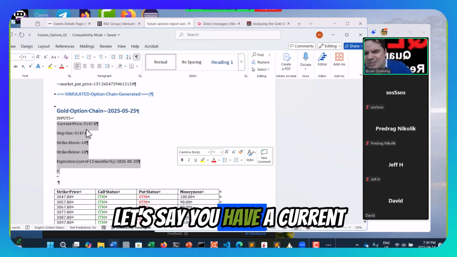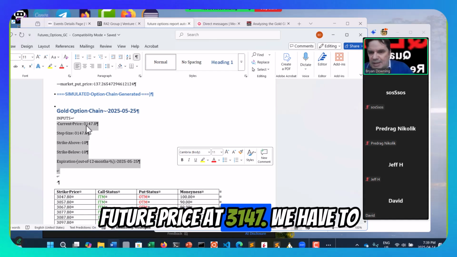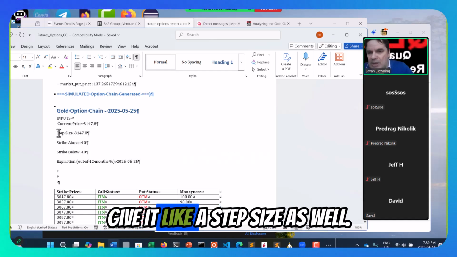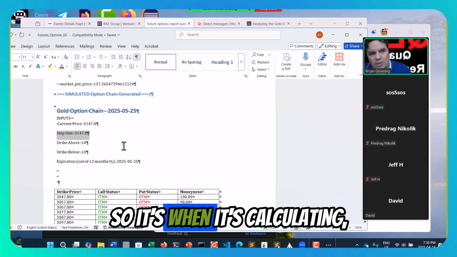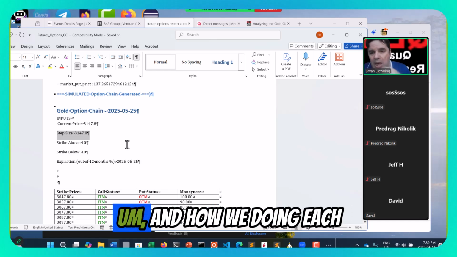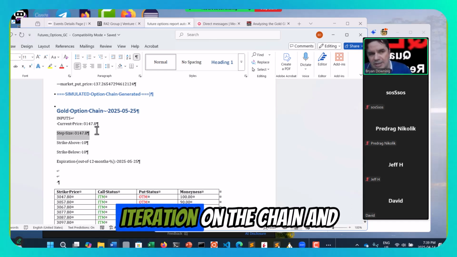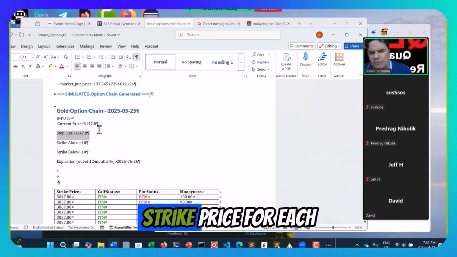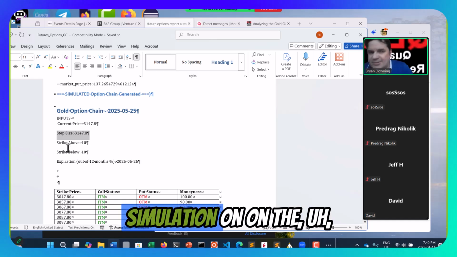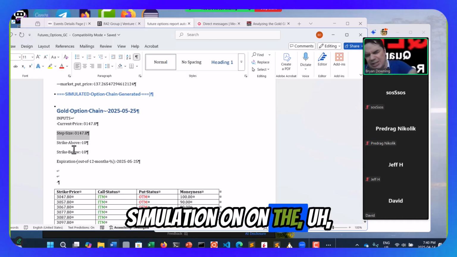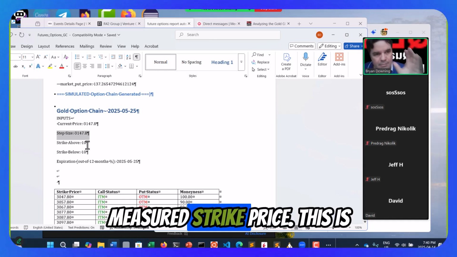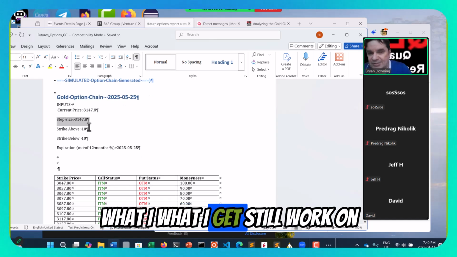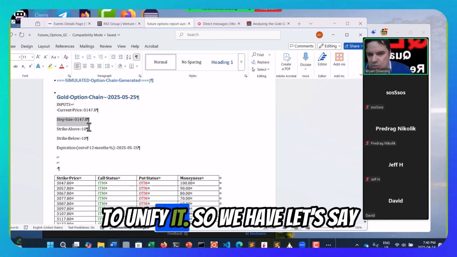So let's say you have a current futures price of 31.47. We have to give it a step size as well. So when it's calculating, how are we doing each iteration on the chain, and what's the iteration for the strike price for each simulation on the measured strike price. This is what I still have to work on to unify it.